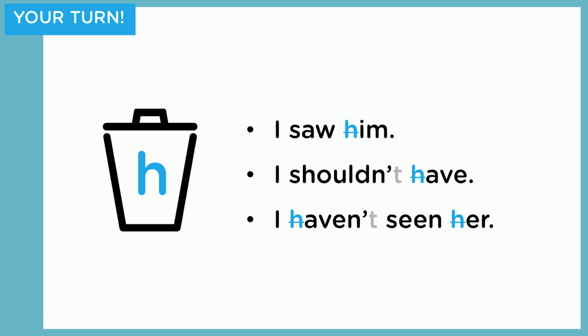I saw him, I shouldn't have, I haven't seen her. You'll notice that I've also put the T in a grey colour here to show you that you could or choose not to include it. So with it included, I shouldn't have, I haven't seen her, but then I can also delete it. I shouldn't have, I haven't seen her, like that.